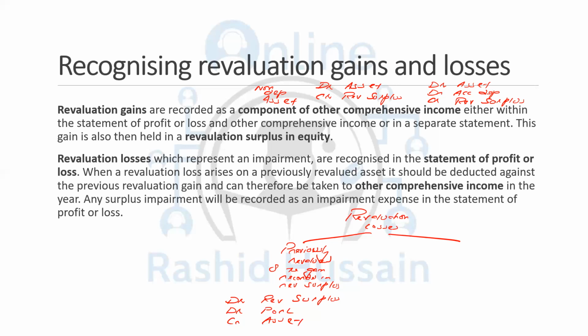And if this asset was previously not revalued, then this revaluation loss represents an impairment. So the double entry is going to be straight away debit profit or loss, credit asset, because there is no revaluation surplus pertaining to this asset. So directly you're going to charge this revaluation loss or impairment to the profit or loss and credit goes to the asset.